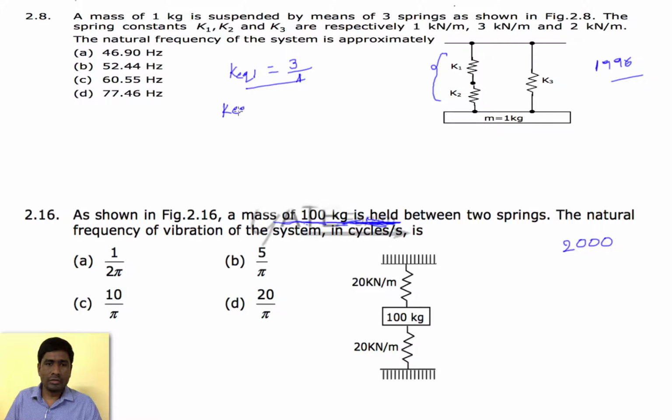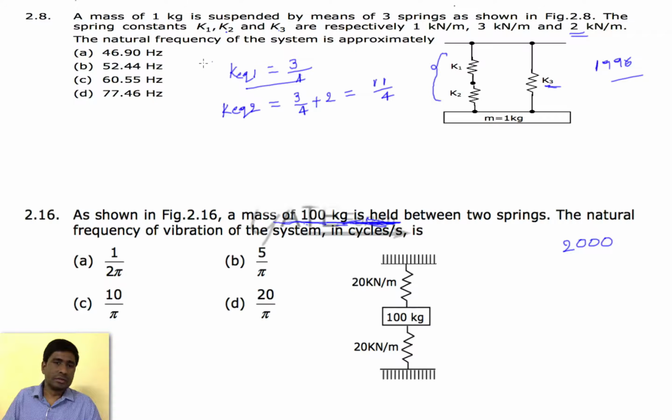So K equivalent 2, when the springs are in parallel, we know that K equals K1 plus K2. Here K1 is nothing but K equivalent 1, that is 3 by 4, plus K3. What is K3? K3 here is 2, because they are K1, K2, K3 respectively. So we will get 11 by 4.